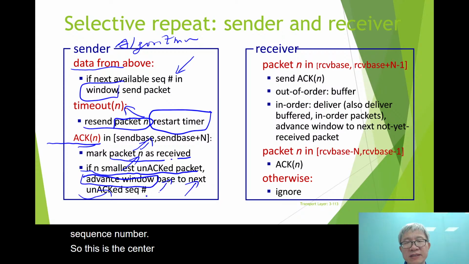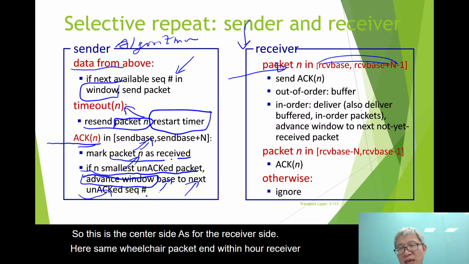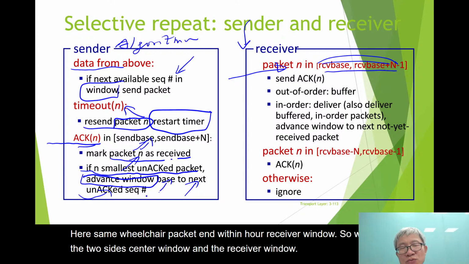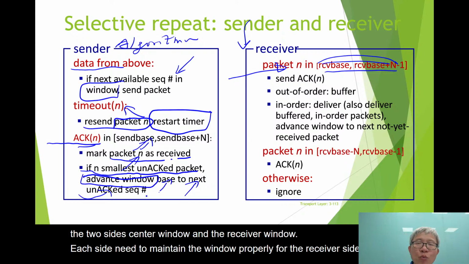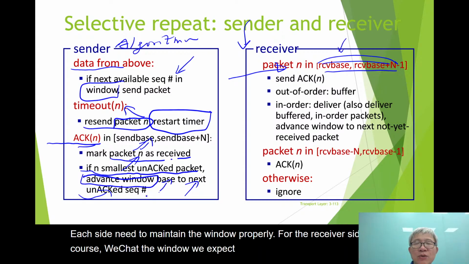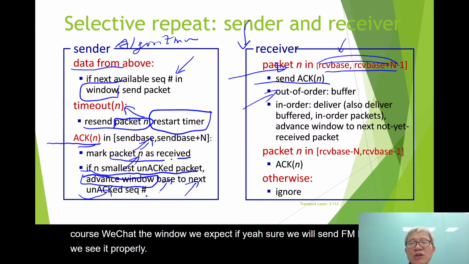As for the receiver side, same, we check whether packet N is within our receiver window. So we have two sides, the sender window and the receiver window. Each side needs to maintain its window properly. For the receiver side, of course, we check the window we expect. If yes, sure, we send ACK N because it was received properly. Even if it is out of order, it doesn't matter.